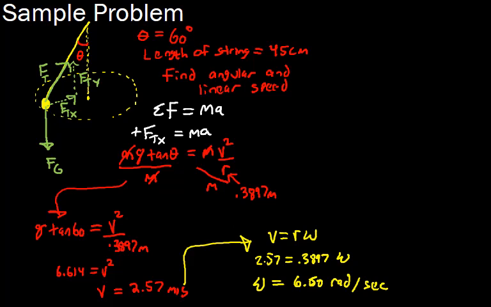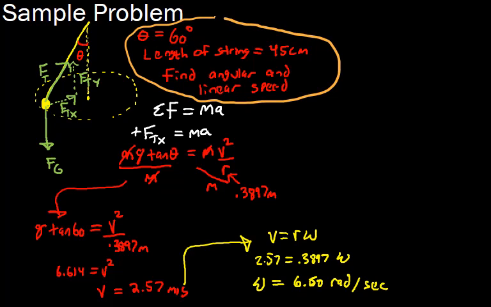And so, all that we started out with here is what angle it was at and the length of the string. And by leaving it in variable form and thinking through the right triangles involved, we could figure out how fast it was going linearly, as well as how many radians per second. So as this goes around, the tangential speed here is 2.57.